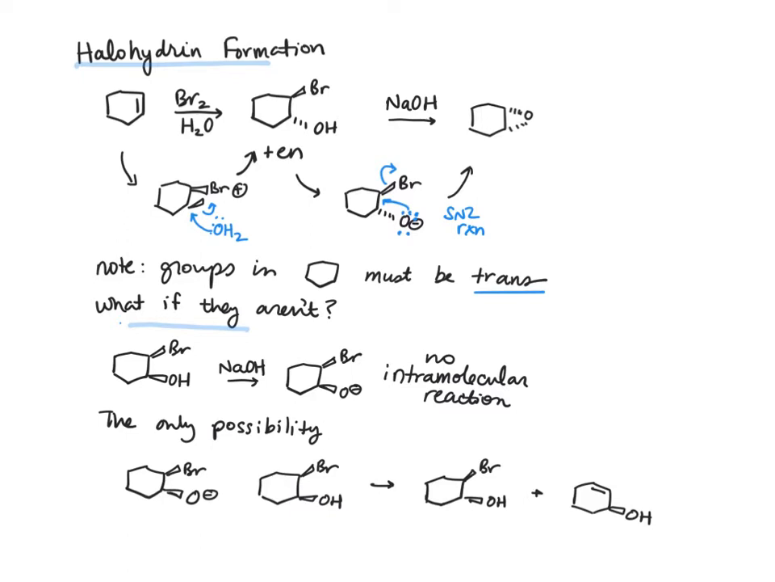The only other possibility is that this molecule encounters another equivalent of itself, which it's likely to do, and here we have a proton that is trans to our bromine atom. So our alkoxide can take that proton, form a pi bond, and bromine is removed as a leaving group, forming our neutral halohydrin and an alkene.